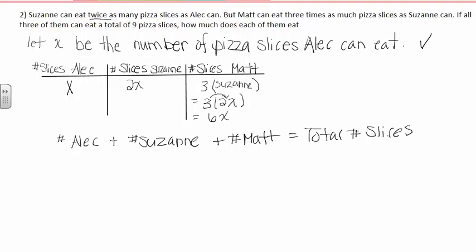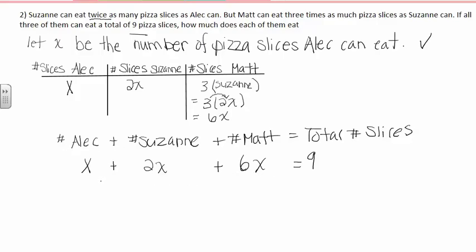And now we plug in everything we know. We know that the number of slices Alec can eat is x. We know that the number of slices Suzanne can eat is 2x. And we know that the number of slices Matt can eat is 6x. And we know that the total number of slices from the question is 9. We now have an equation to solve.